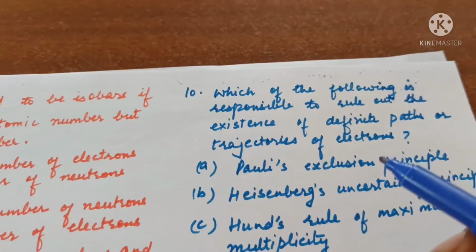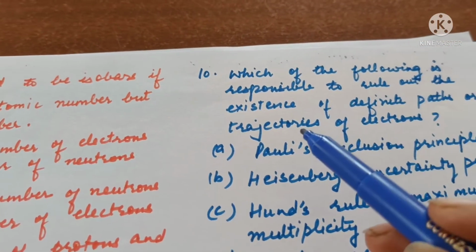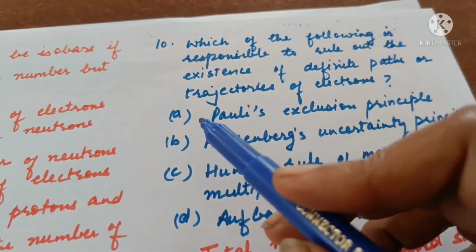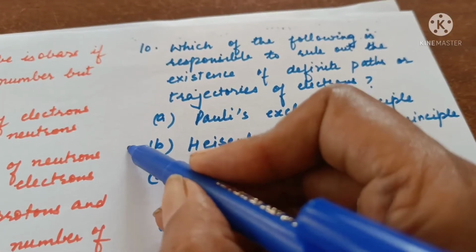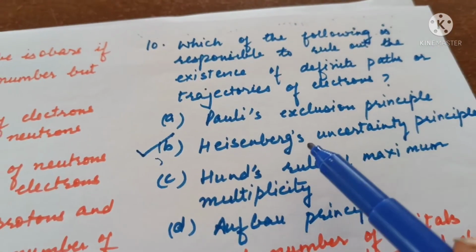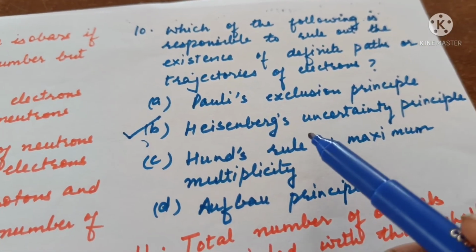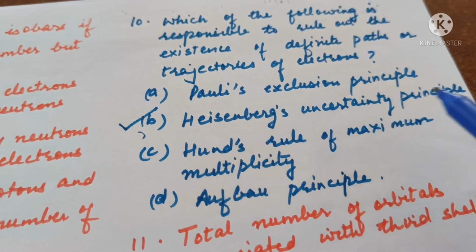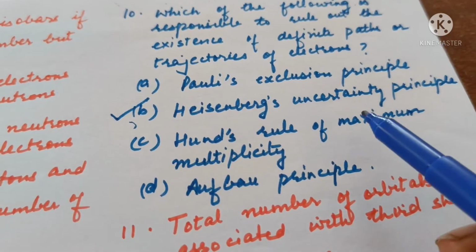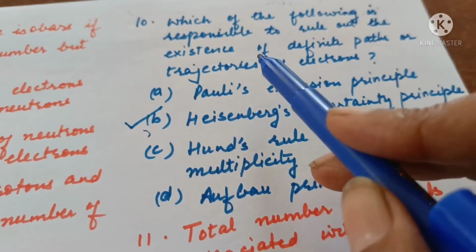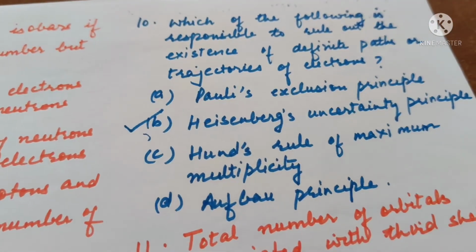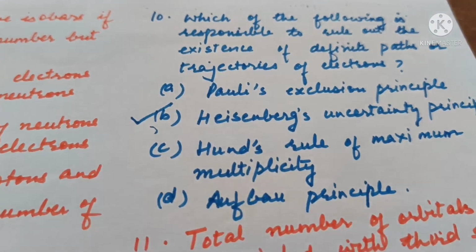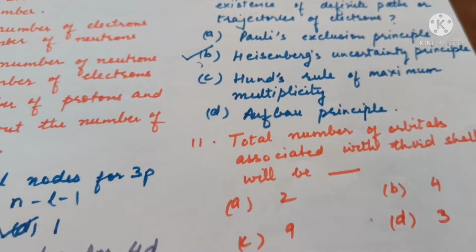Which of the following is responsible to rule out the existence of definite path or trajectory of electrons? The answer is Heisenberg's uncertainty principle, because it states that it is not possible to simultaneously determine the position and momentum correctly of an electron. That electron can move in a definite path. It may change its path based on the energy incident on the electron.